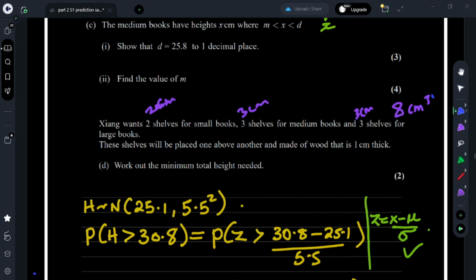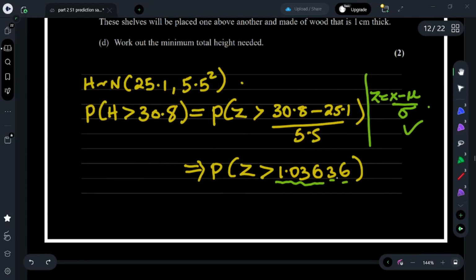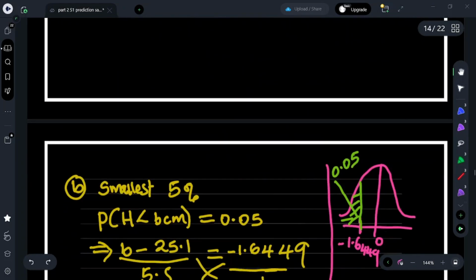So that is it. So let me move it a bit. All right, sorry for that. Okay, so we move down and work out the parts. Let's see how we are supposed to do that.